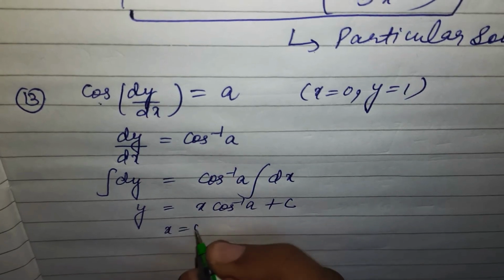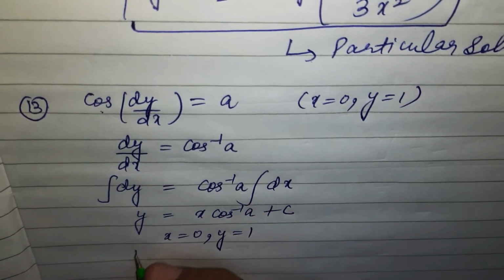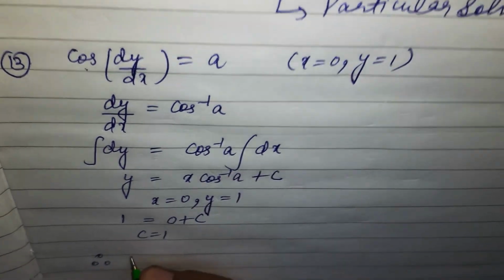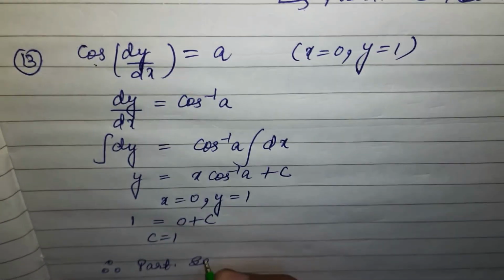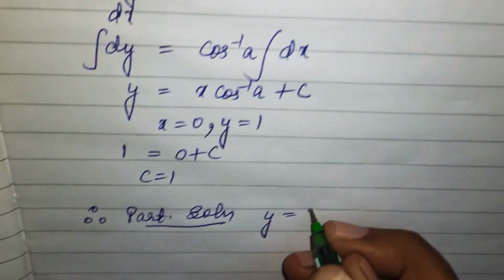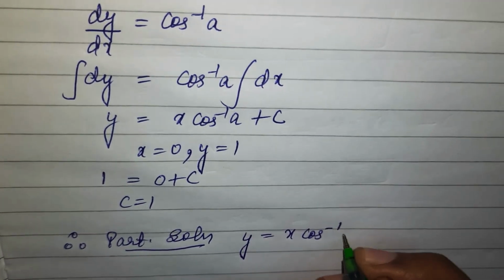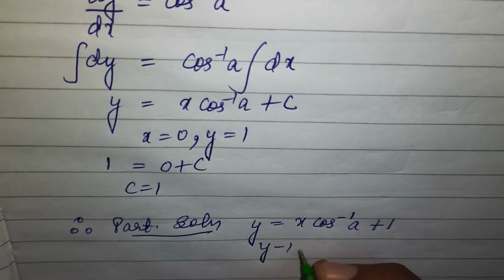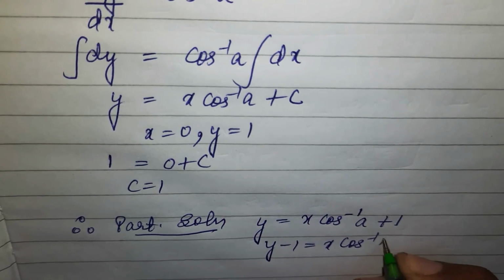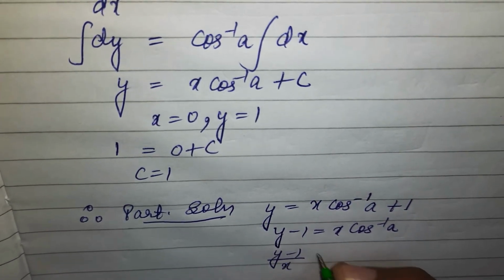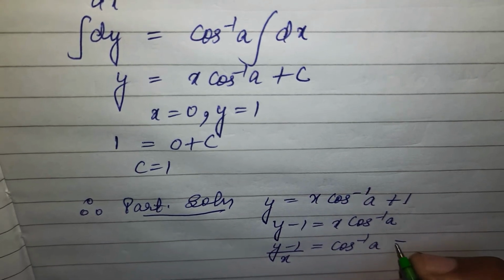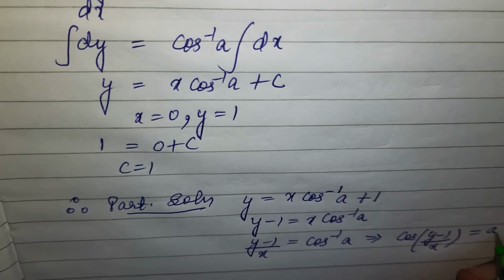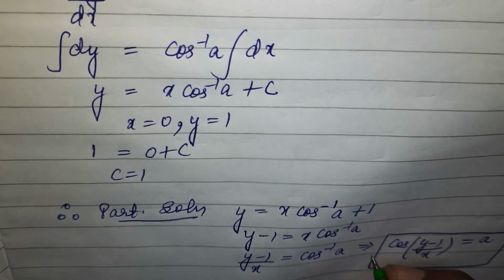Now put x as 0, y as 1. So 1 equals 0 plus c. Value of c is 1. So therefore, the particular solution will be y equals x cos inverse a plus 1. So it can be read like this, y minus 1 equals x cos inverse a. If I take x to the denominator, I am getting this, and finally you will get cos of (y minus 1) upon x is equivalent to a. So this is your final particular solution.